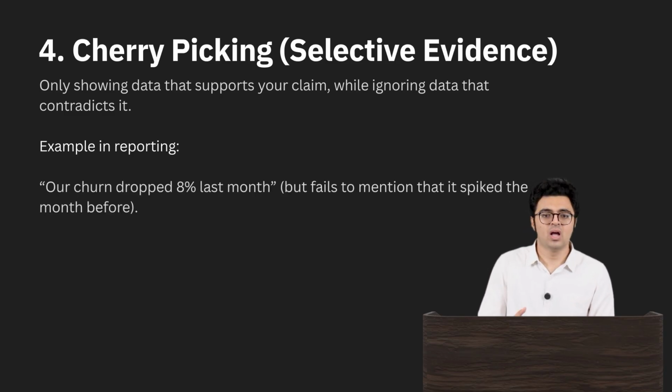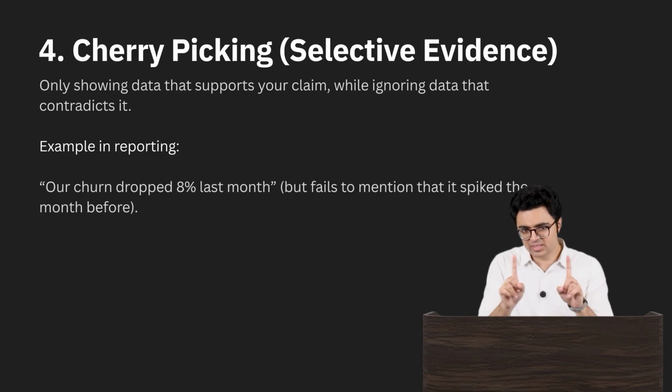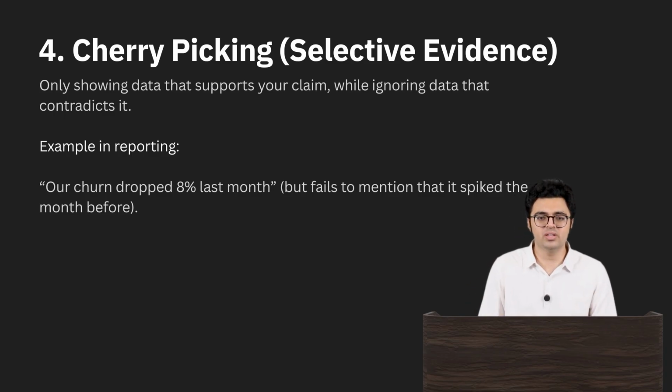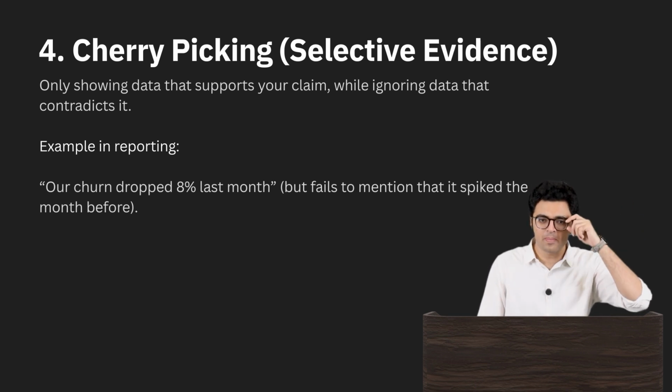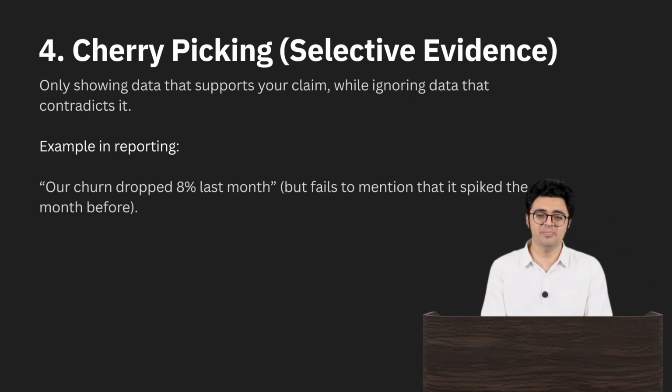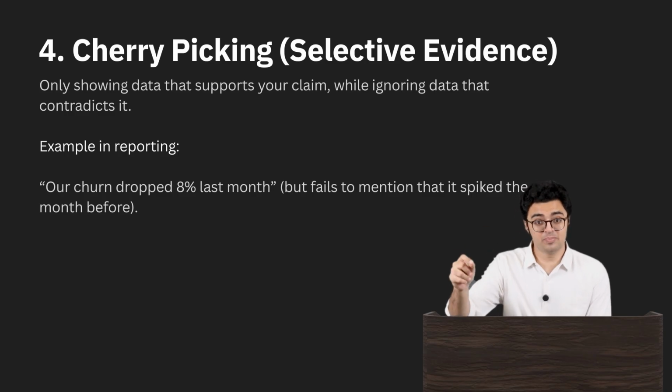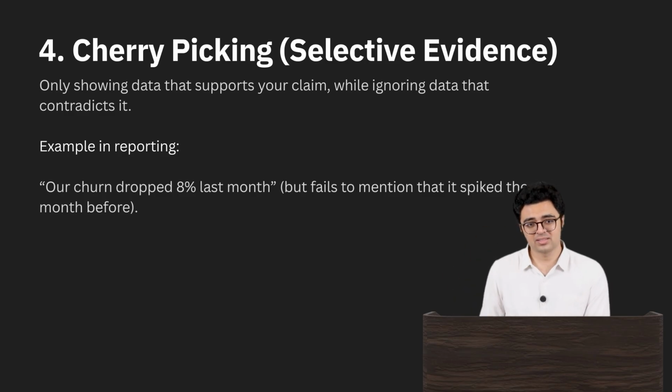For example, our churn dropped 8% last month. This claim fails to mention that it spiked the month before. That is cherry picking because you want to prove that the last month's churn drop was a higher significance than the previous month's churn spike. The churn spike contradicts your claim, but you are trying to shove it aside just to prove your point. It eventually catches up to you.